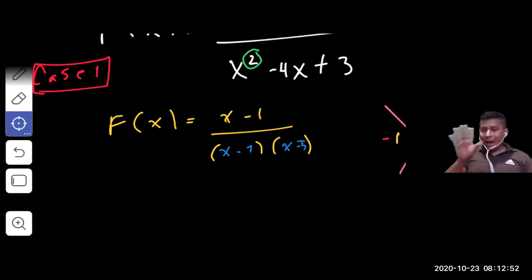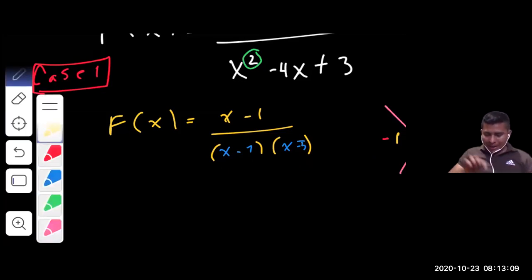Keep in mind, guys, what is a vertical asymptote? How do I find a vertical asymptote? By setting the denominator equal to 0, right? Keep that in mind because I need to point something out. But let's try to simplify it if we can. If we can simplify, let's do it.